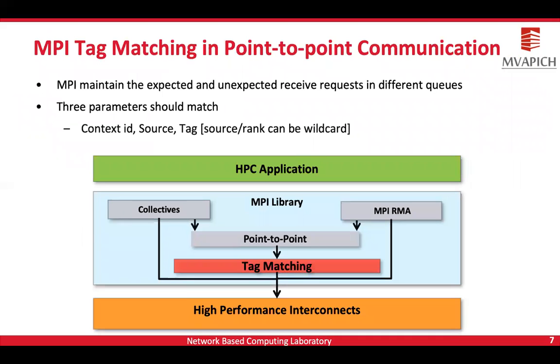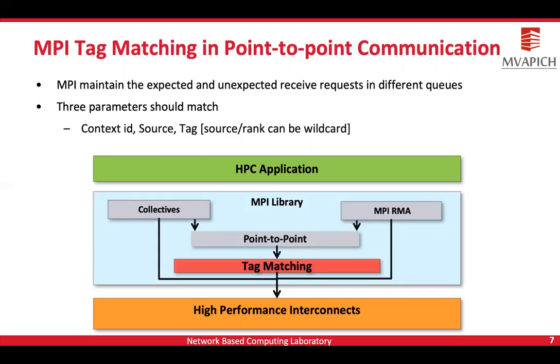So what is MPI tag matching? MPI tag matching is an operation which takes place at the receiver side. Whenever an incoming message is received, the receiver side has to perform some sort of tag matching upon the incoming message, so that it can realize which of the pre-posted receive requests the incoming message is related to, so that data can be appropriately placed into the receiver buffer.